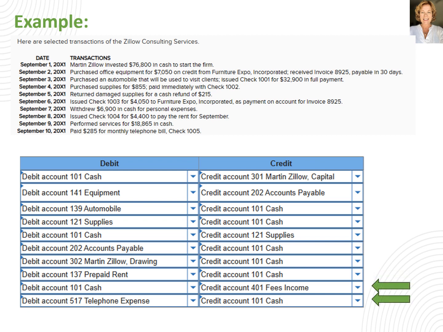On September 9th, the company performed services for $8,865 in cash. The company now has more cash. Cash is an asset, and assets increase with debits. Therefore, we have to debit cash. The company also now has additional revenue. Revenue increases with credits, which means that we have to credit fees income. Lastly, on September 10th, the company paid the telephone bill for $285, which decreased cash and results in a credit to cash, and it increased expenses, which means we have to debit telephone expenses.